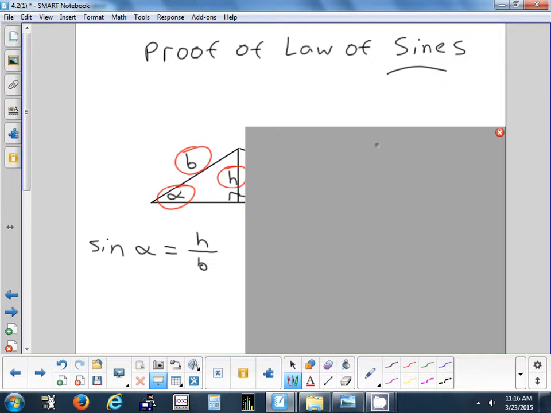Right, next thing I want to do is I want to get H by itself. So I want to move B to the other side. Mariah, how could I move B to the other side? Multiply. Exactly. Multiply by B. And just leave that for now. So now you have a formula. The height equals B sine alpha. Any question on that formula?